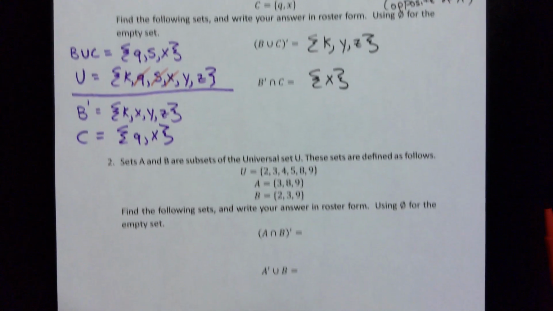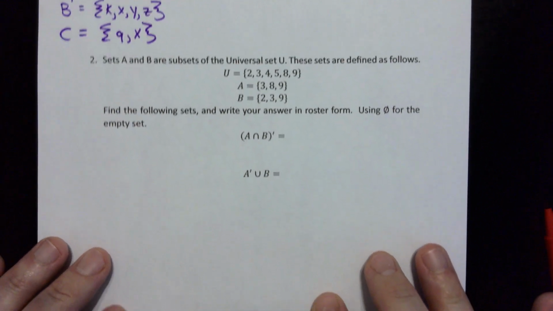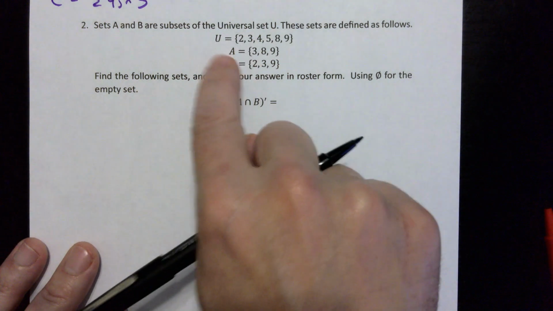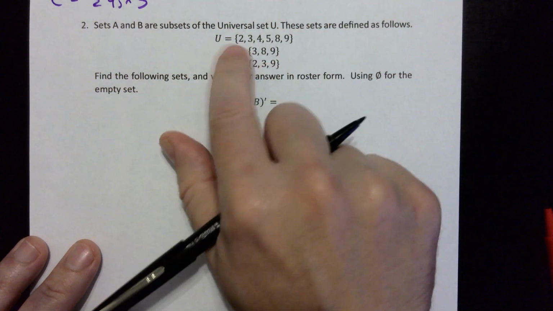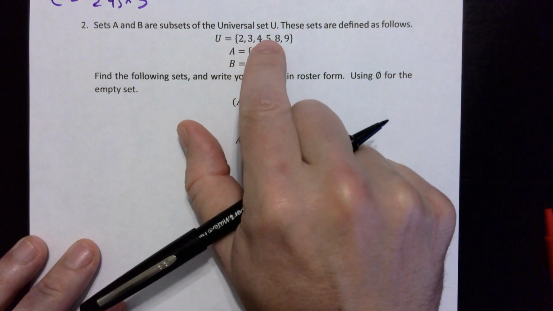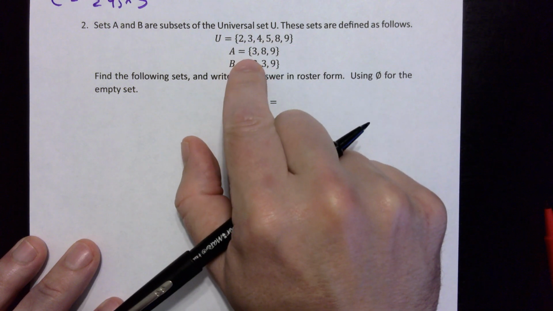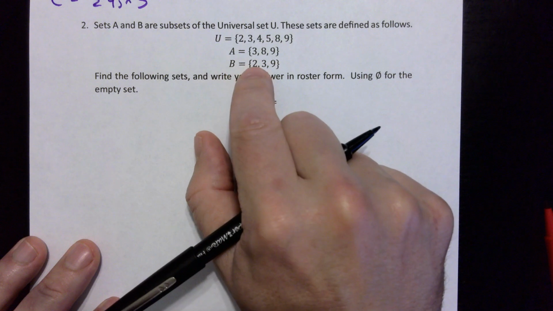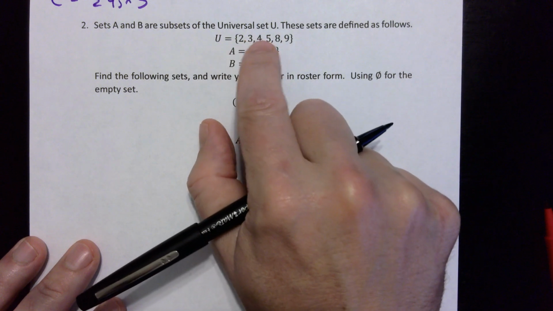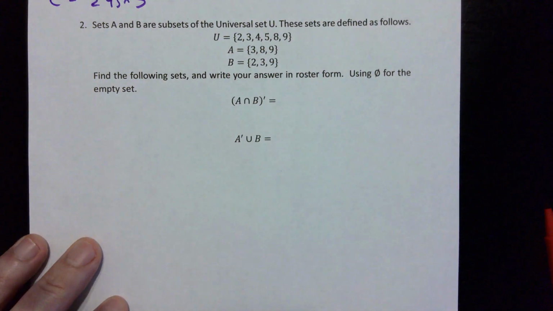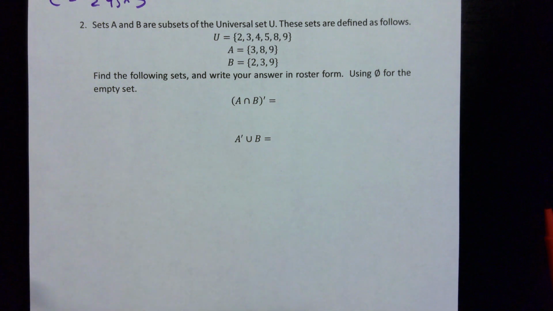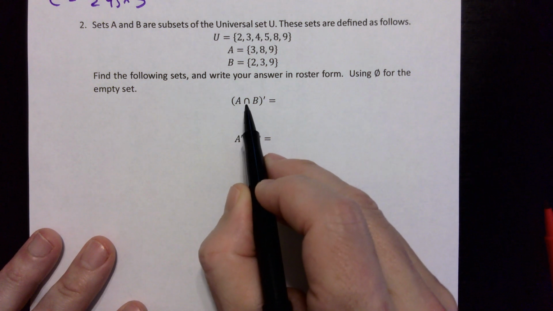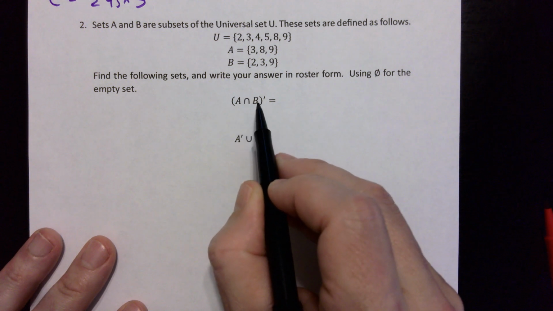Let's take a look at the second problem. Sets A and B are subsets of the universal set. Okay, so this time we have numbers instead of letters. So the universal set contains 2, 3, 4, 5, 8, 9. A just contains 3, 8, and 9, which is also up here. And B contains 2, 3, and 9, which is also up here. Okay, so they're asking us two questions. The first one, find A intersect, that's the upside down U, B.